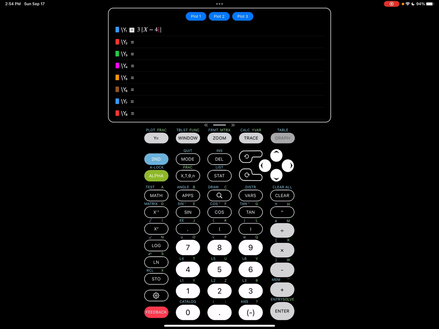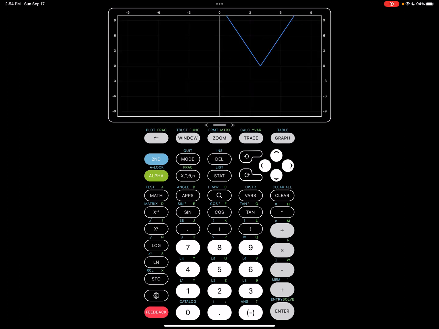All right, let's look at our graph. Okay, we've got a V shape, but it's shifted over a little bit, and I'm noticing here that it is a bit more narrow. Let's look at our table.